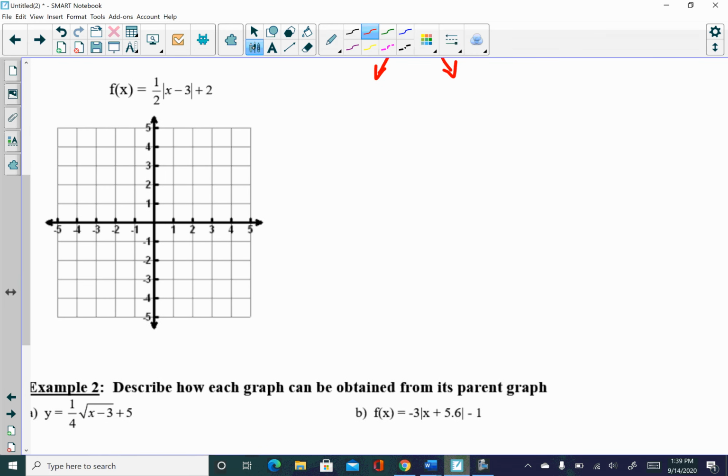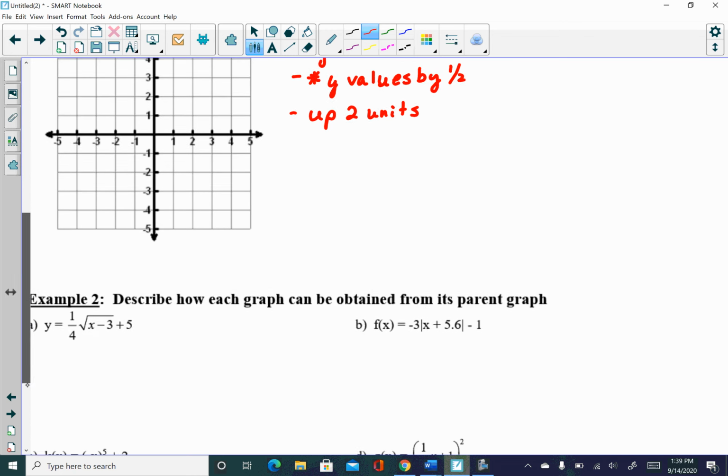Now, that minus 3 is inside parentheses, and that means you're going to shift it right 3. Do that first. The 1/2 is outside, so that means you're going to be multiplying your y values by 1/2. The plus 2 is on the outside, so that means you're going to shift up 2 units. So remember, when you're outside, it performs how you like it, and then you can check the solution key from there, okay?